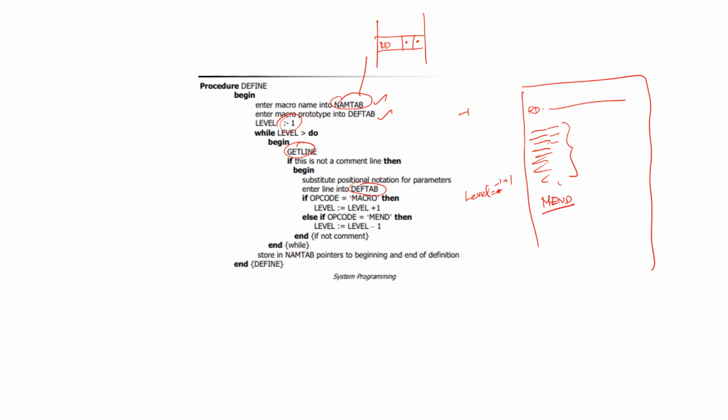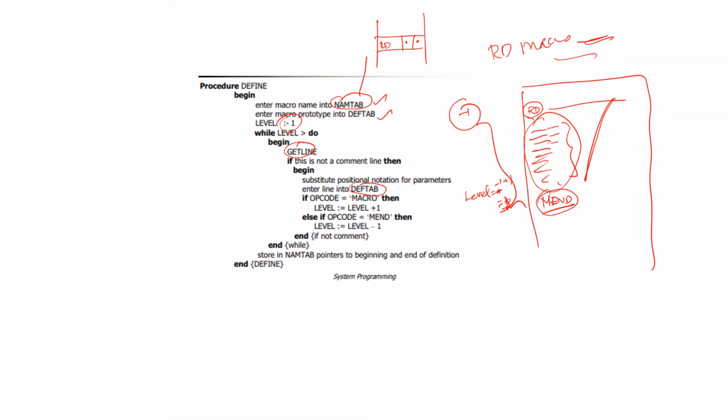Level is equal to level is -1 plus 1. Now level is equal to what? 0. Now listen, when you are entering the contents inside this, the -1 level changes to 0. If opcode is equal to macro, that means for read buffer, the opcode will be macro, read, macro, and something. When you are entering all the contents, it will be 0.